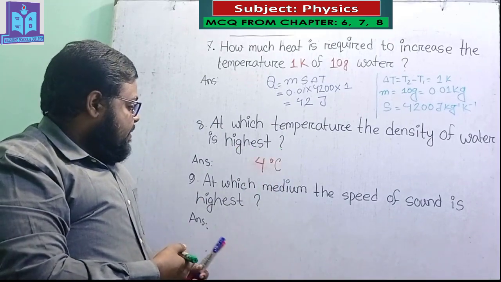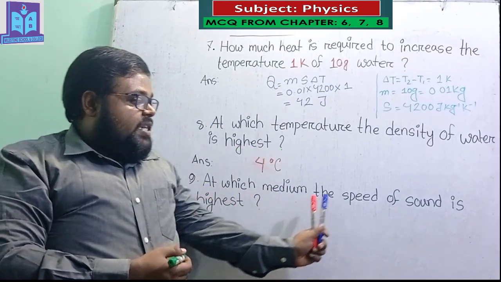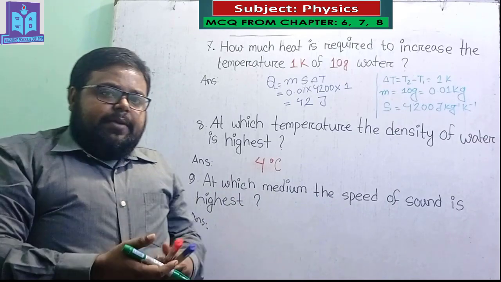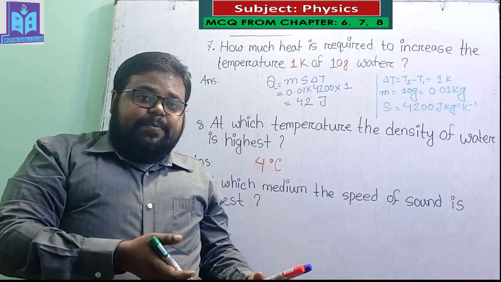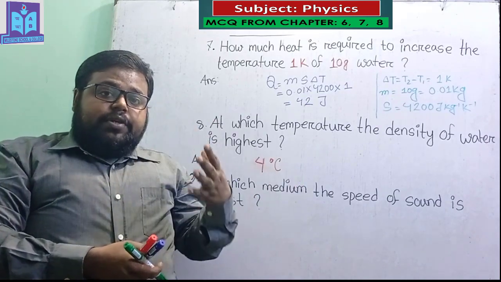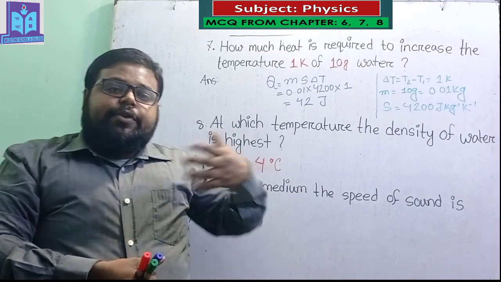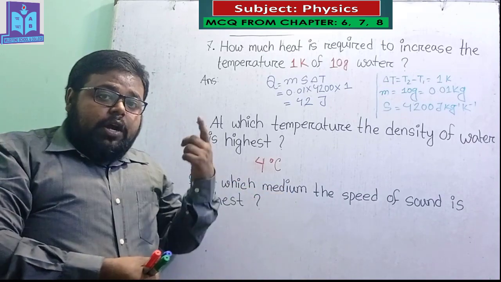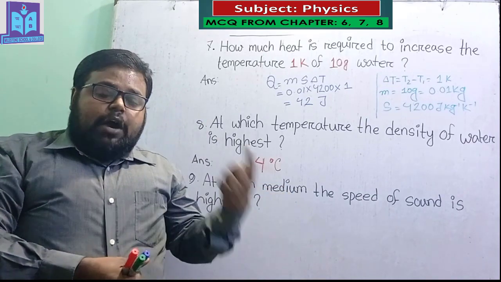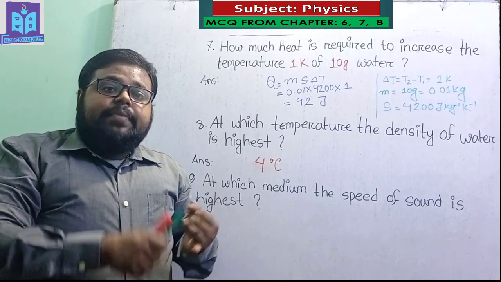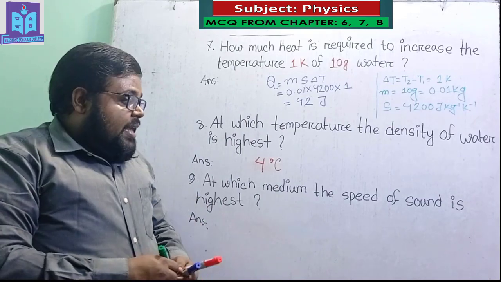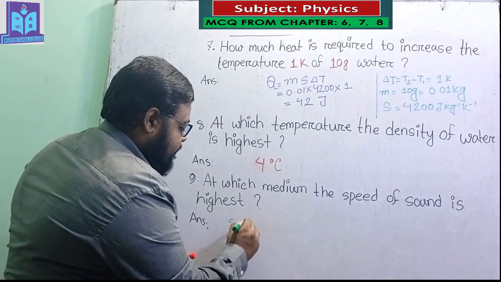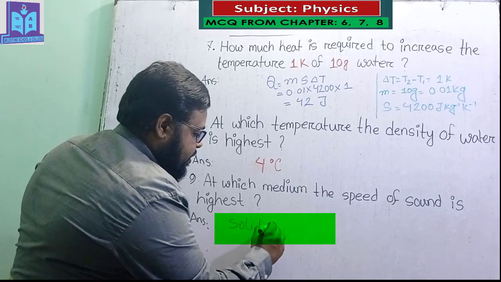Number 9 question is, in which medium is the speed of sound highest? In the air medium, the speed of sound is lowest. After that, in the liquid medium, the speed of sound is higher, and for the solid medium, the speed of sound is higher than in the air medium and the liquid medium. So the speed of sound is highest in solid medium. Solid.